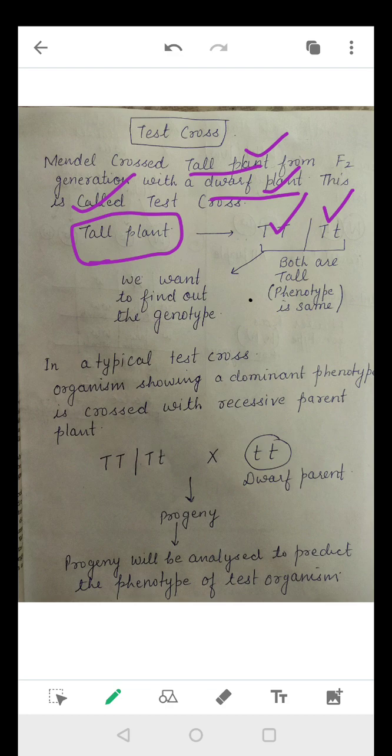हम ये पता करना चाहते हैं कि दोनों में से प्लांट की जीनोटाइप क्या है. Phenotype we can see that the plant is tall, but we don't know the genotype. We want to find out the genotype. Okay, so we want to find the genotype of this plant. And from which generation we have taken? F2 generation. Right?